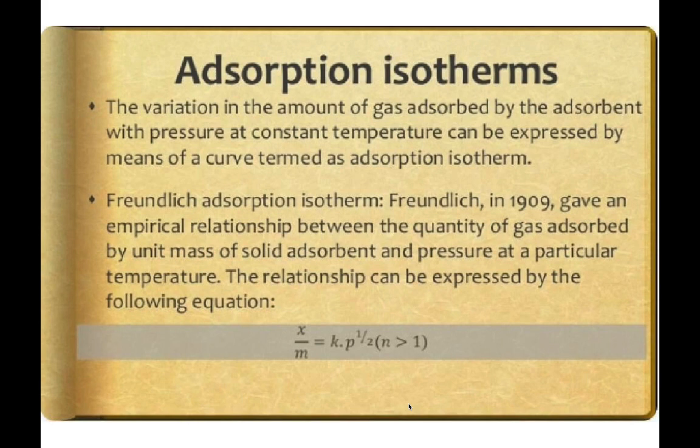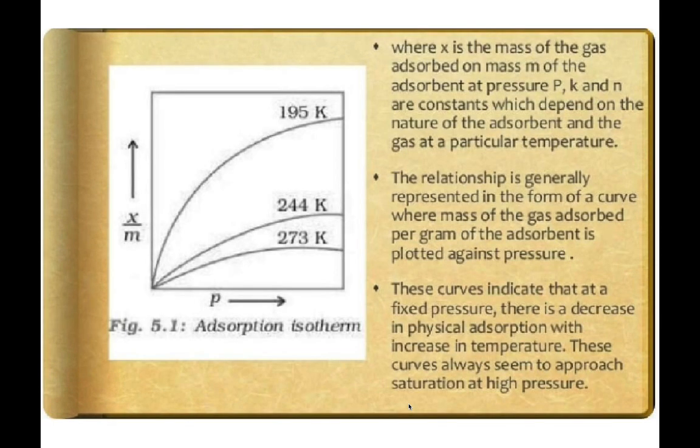This relationship we generally represent in the form of a curve, where the mass of the gas adsorbed per gram of the adsorbent is plotted against pressure. The figure is also given in the textbook. What do these curves show? At fixed pressure, physical adsorption decreases with increase in temperature. What is the speciality of the curve? They always approach saturation at high pressure.